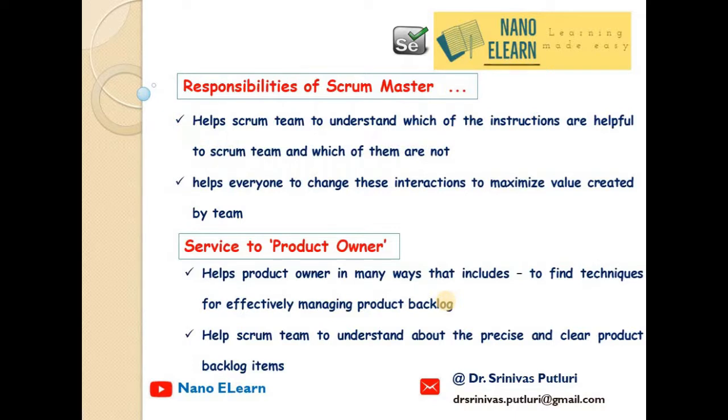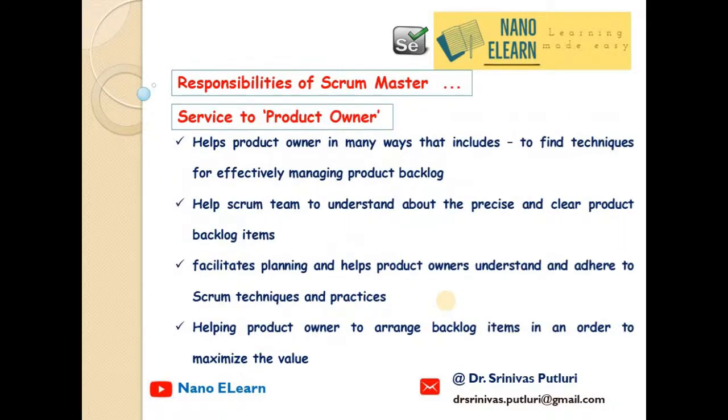What are his services to the product owner? Scrum Master helps the product owner in several ways, which include that he helps to find techniques for effectively managing the product backlog. Also, he helps the Scrum team to understand precise and clear product backlog items. Also, he helps the product owner to find the techniques for effectively managing the product backlog, which I already explained.